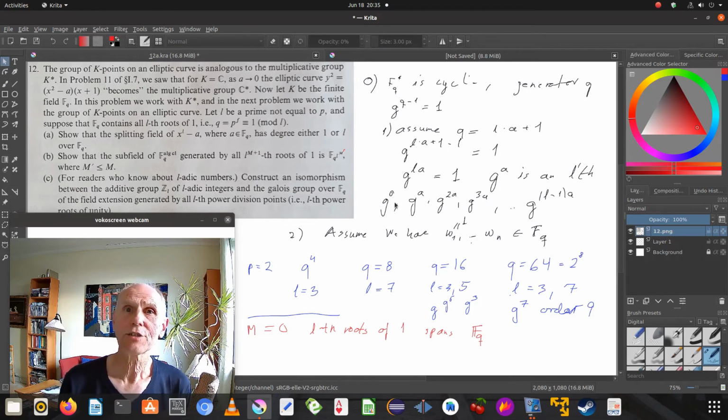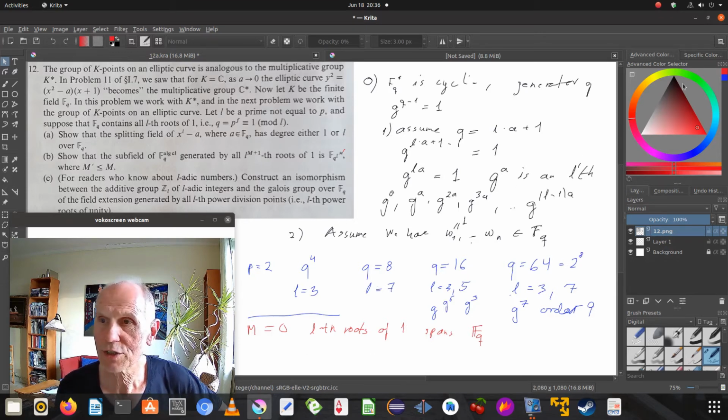I take this as a sign that it's time to do a proof by induction. Let's prove this by induction. So we shall use part A with a equals unity. And what is the induction step?